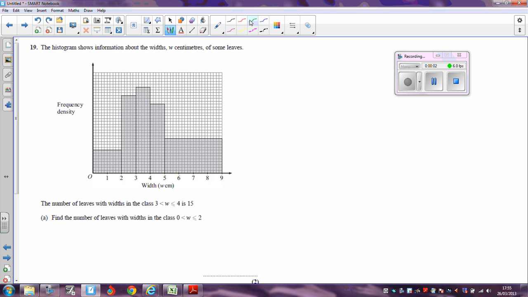A histograms question here, and for this we need to use the fact that we should know that the frequency density is equal to the frequency divided by the class width.